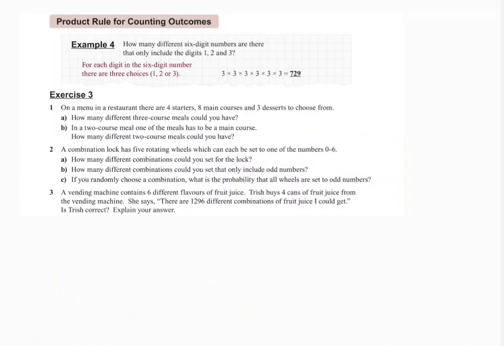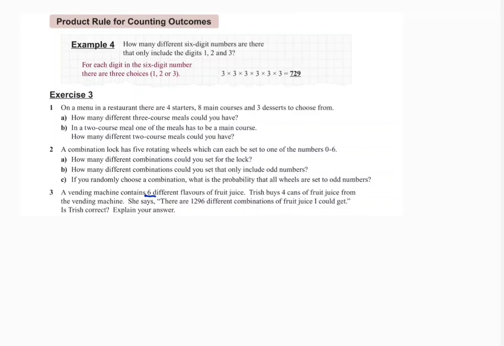Right, now let's do the last part, the last question. In the third question, it says that a vending machine contains 6 different flavors of fruit juice. Then Trish buys 4 cans of fruit juice from the vending machine. She says there are 1,296 different combinations of fruit juice she could get. Is Trish correct? Explain your answer.